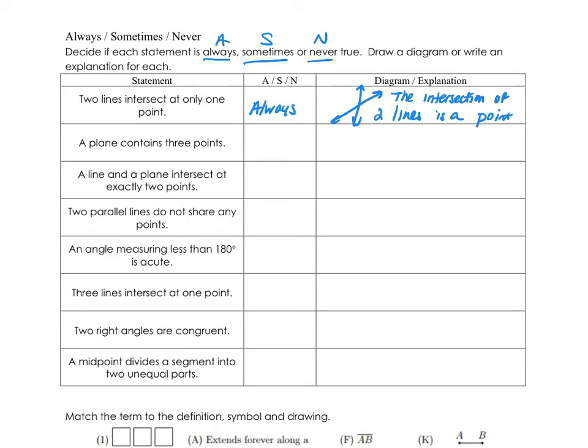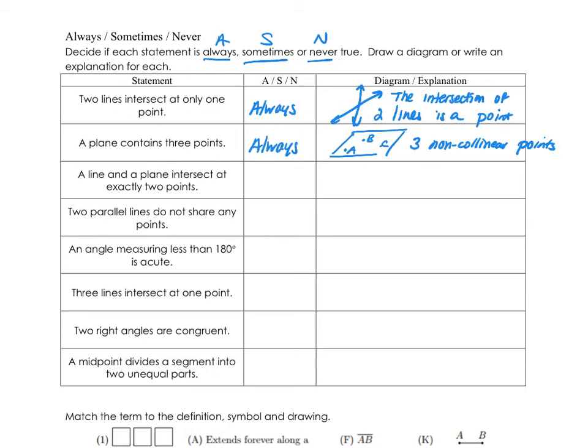The next one says a plane contains 3 points. Always. We have to have 3 non-collinear points in order to determine a plane. Remember that's how we can name a plane, is using those 3 non-collinear points.